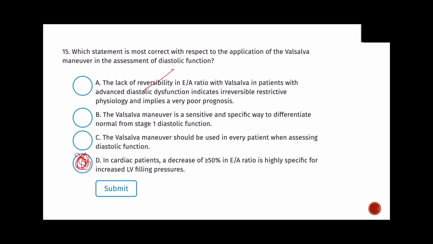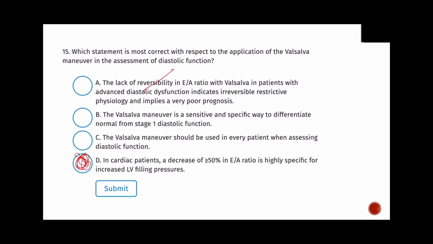If they're trying to do a Valsalva but they're not reaching the appropriate thresholds, it's not going to be a reliable test. And so this question gets you to understand, number one, that the Valsalva will decrease preload and may cause you to go in the other direction of diastolic dysfunction, so grade 3 to grade 2 or grade 2 to grade 1 because you're dropping preload. But it is not a perfect test, right? And it's very patient dependent, so shouldn't be used in every patient.